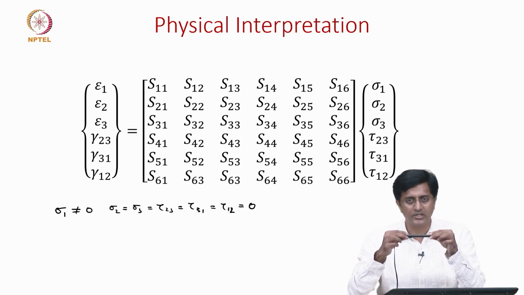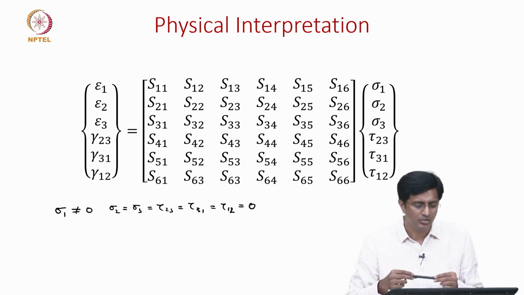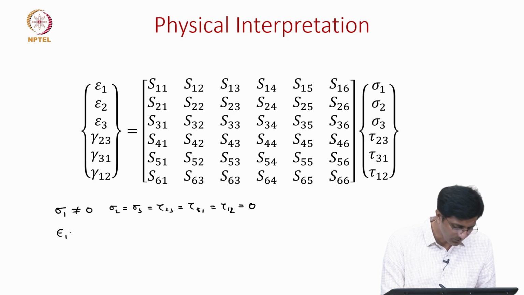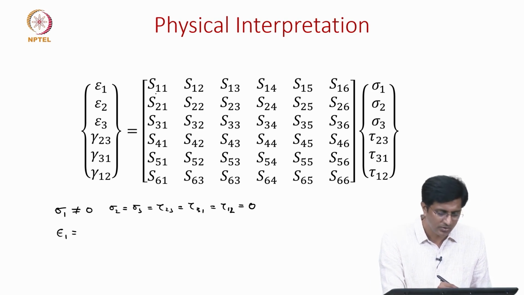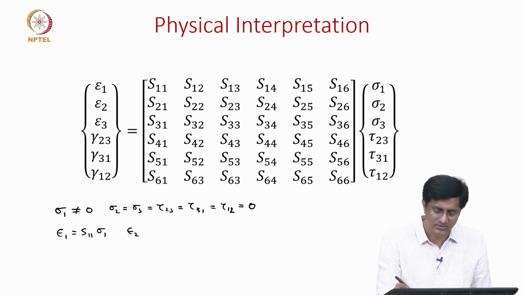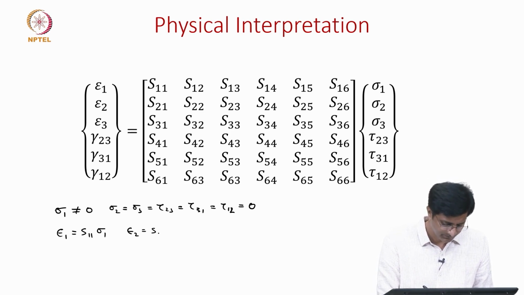So, if you are only applying the axial stress and all the other stresses go to 0, we are interested to know how this material behaves. What will be the value of epsilon 1, or the normal strain? Here we multiply S11 with sigma 1. And what about epsilon 2? For epsilon 2 it will be S21 times sigma 1. Similarly, epsilon 3 is S31 times sigma 1.